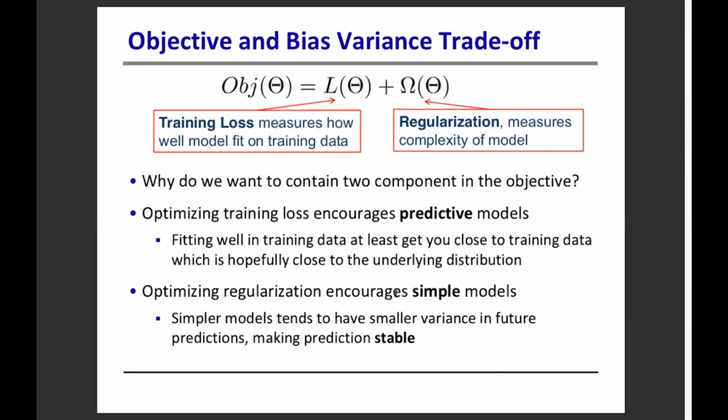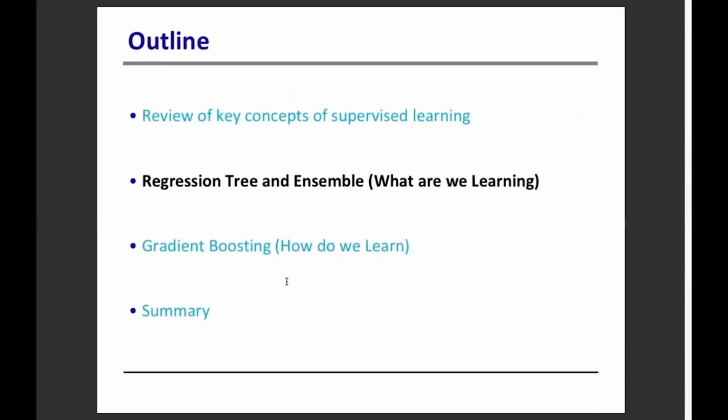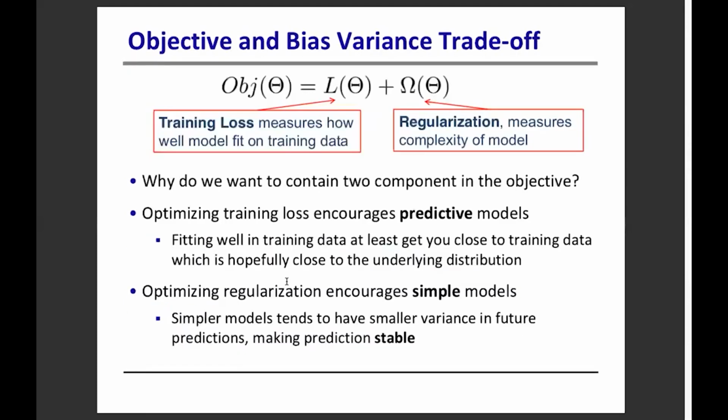And the actual training values, the training data. And we are hoping that the training data is very similar to the testing data and the underlying distribution, right? While the regularization encourages simpler models, we force a complex model to become really simple by way of regularization. Simpler models tend to have smaller variance in future predictions, making predictions stable. Okay, so that was the quick review of the concept.